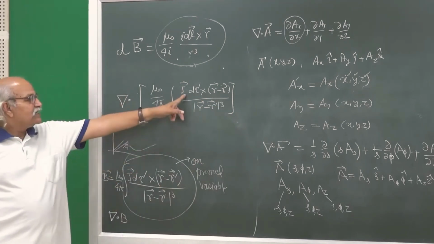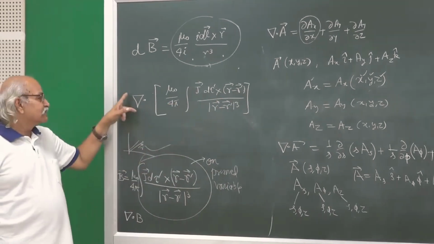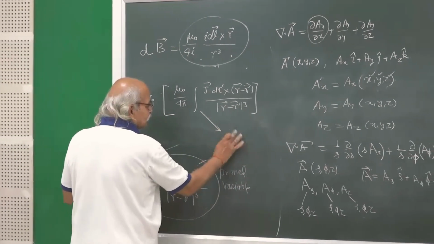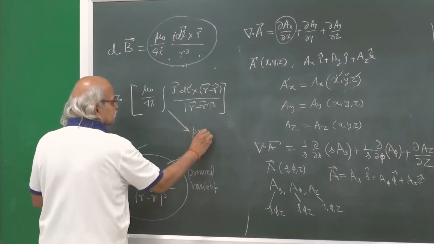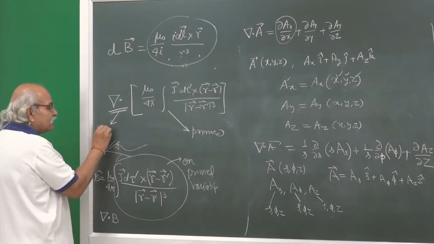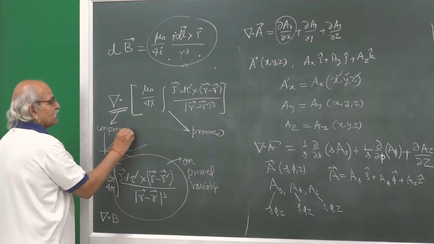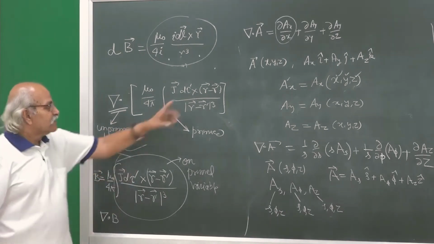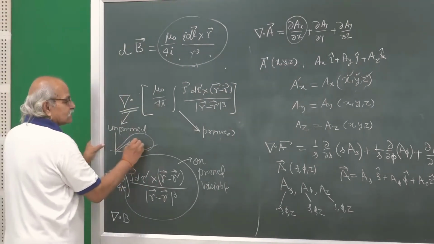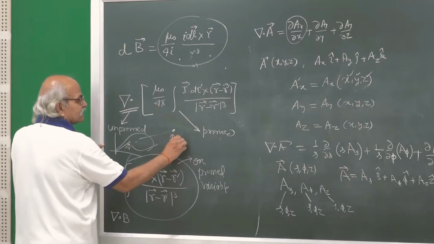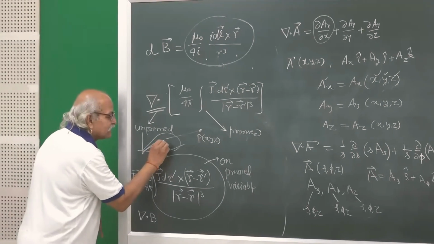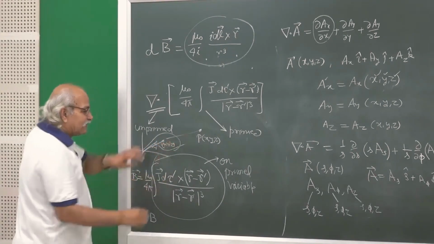So there is an integration involved and there is a differentiation involved. When you integrate, it is with respect to primed quantities. But when you are differentiating, you are doing it with unprimed quantities x, y, z. Which x, y, z? This x, y, z. With respect to this x, y, z, I am differentiating, and with respect to x prime, y prime, z prime, I am integrating.